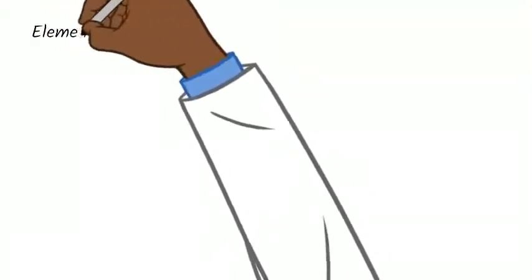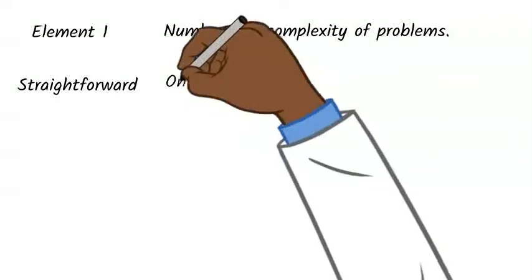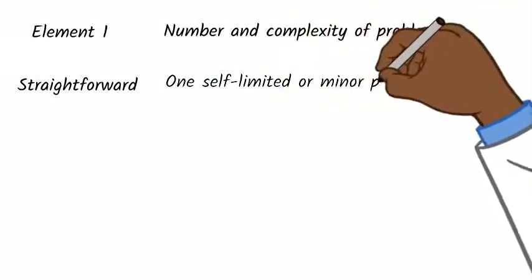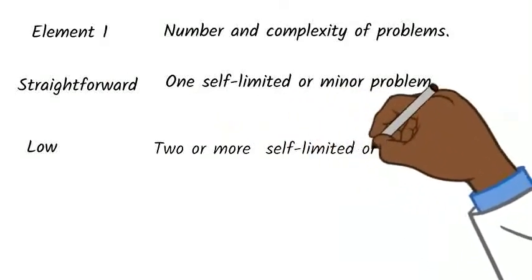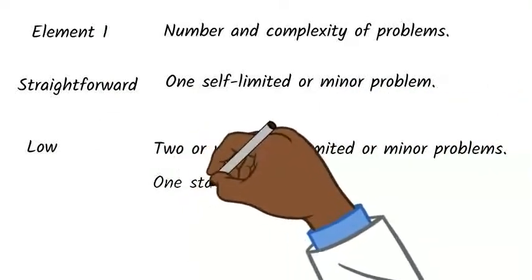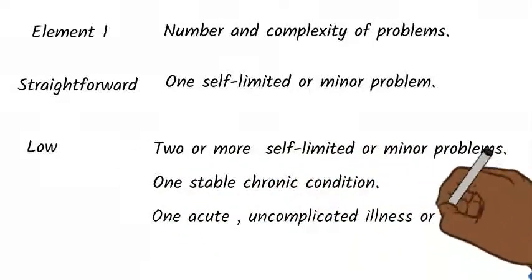In element 1, the lowest level is straightforward. This is when there is one self-limited or minor problem. The next is low, where there are either 2 or more self-limited or minor problems, 1 stable chronic condition, or 1 acute, uncomplicated illness or injury.